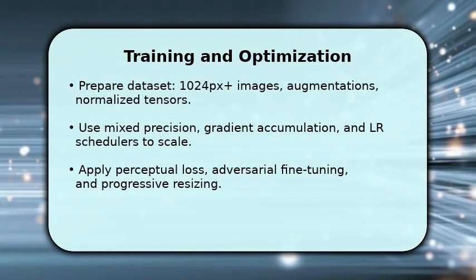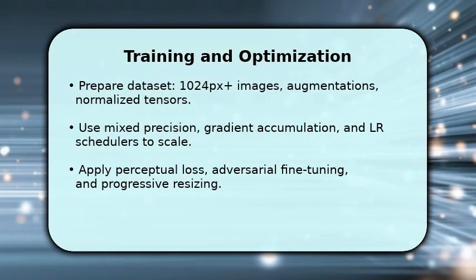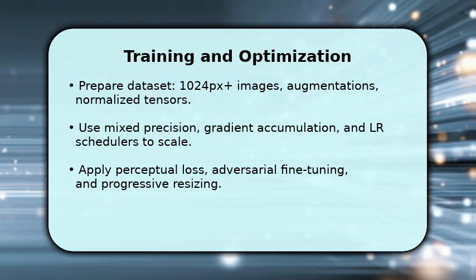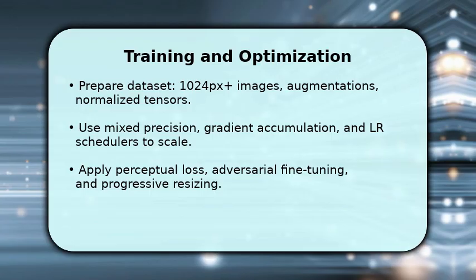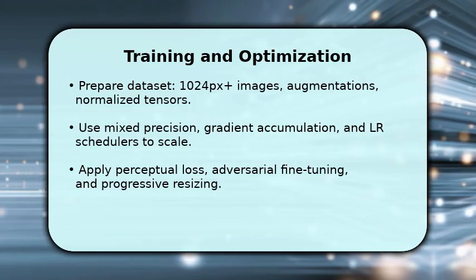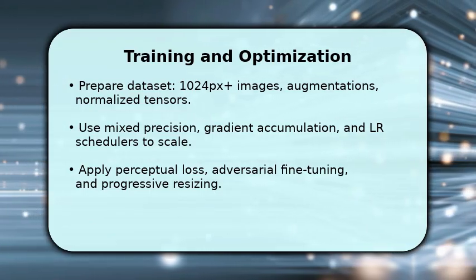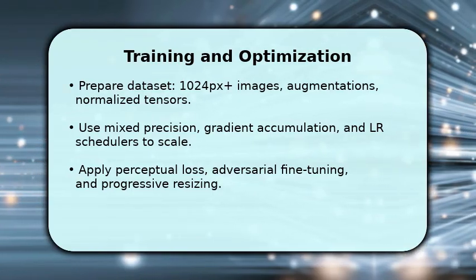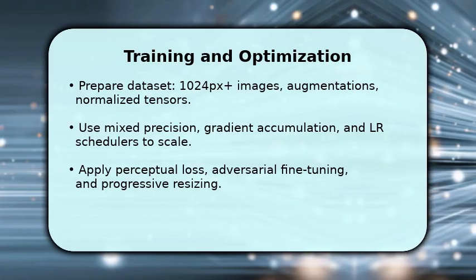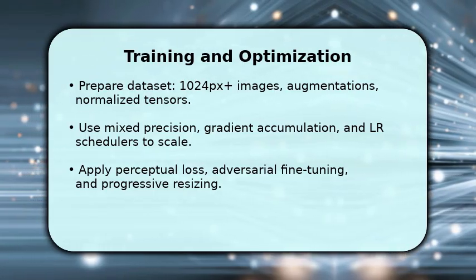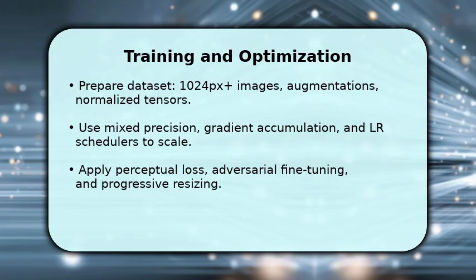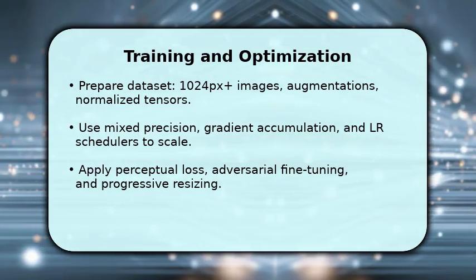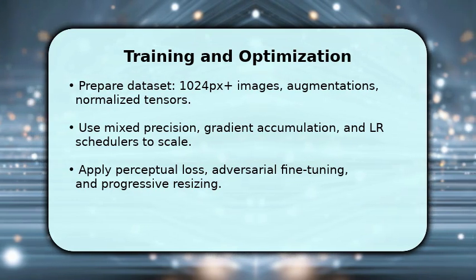You now focus on data and optimization. Curate images at the target resolution and apply augmentations for robustness, because varied inputs improve generalization. Next, enable mixed precision and gradient accumulation to handle large batches. This balances memory and convergence speed. Use a learning rate scheduler and warm-up to stabilize training, and incorporate perceptual loss plus adversarial fine-tuning to sharpen details. Once training progresses, employ progressive resizing so the model.